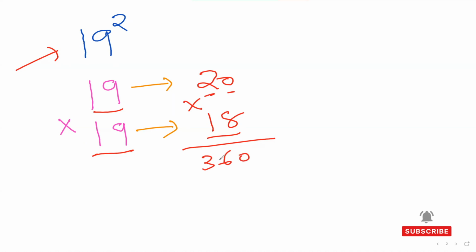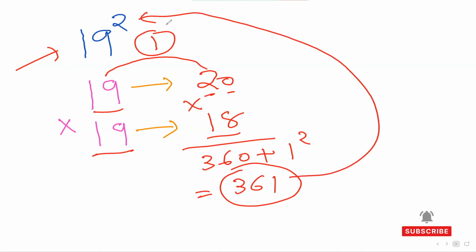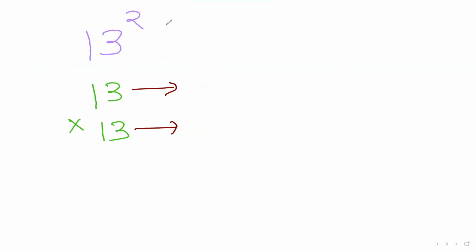So 360. Now I'll see what the difference is between 19 and 20. The difference is 1. And whatever this difference is, I add the square of that difference. So 360 plus 1 squared, which will be 361. And that is the square of 19. How amazing, isn't it? We'll do a few more questions and then we will also do some challenging questions to master this trick. Let us say 13 squared, which is 13 times 13.